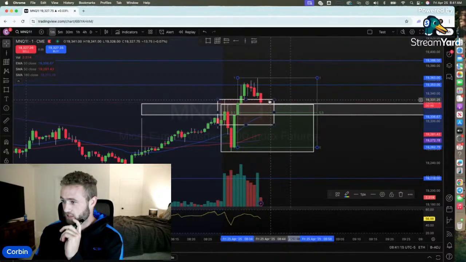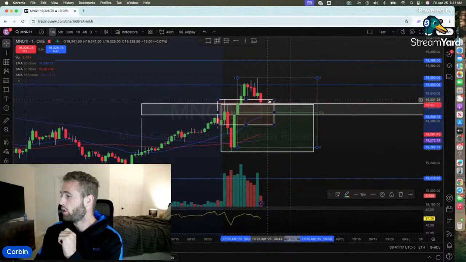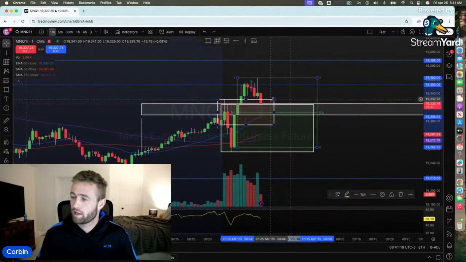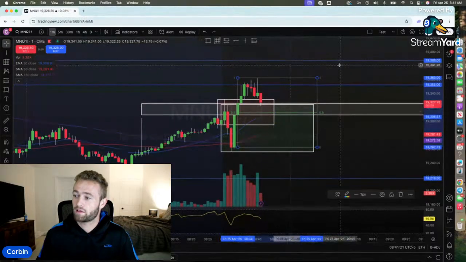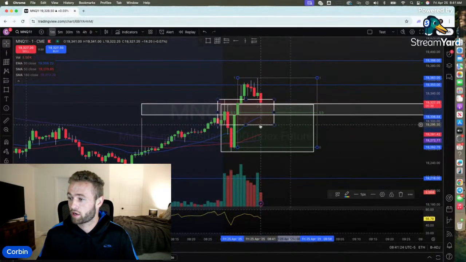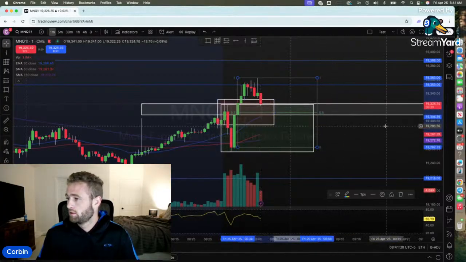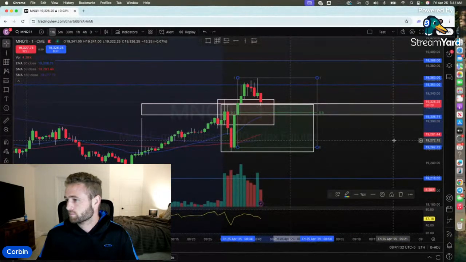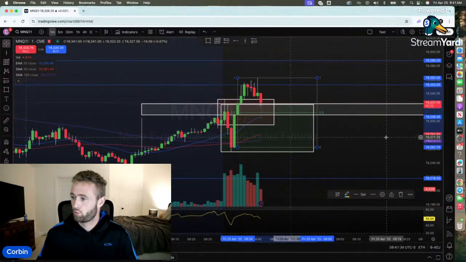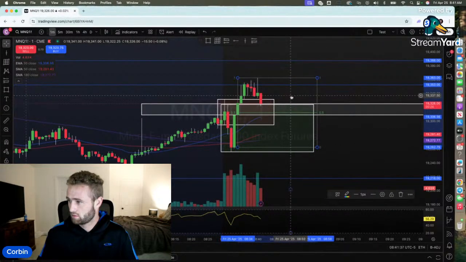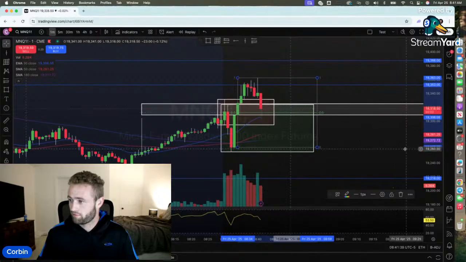You can see we're testing the breaker block right now. In order for this to still be valid to the upside, we cannot break below this breaker block. But I'm really hoping this makes a decision around 9:50.